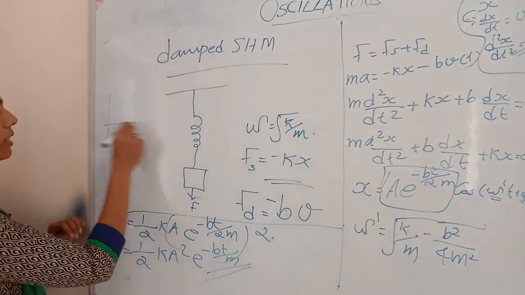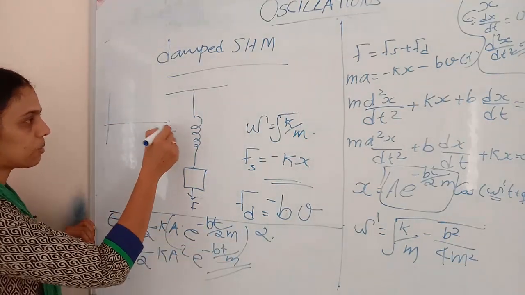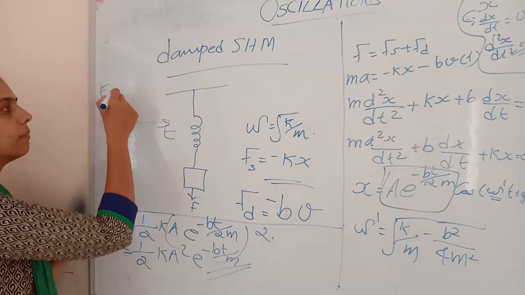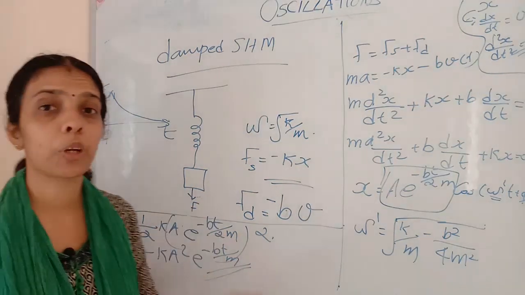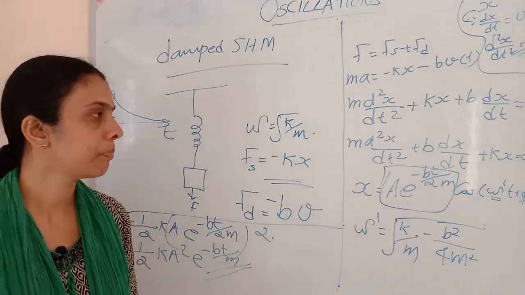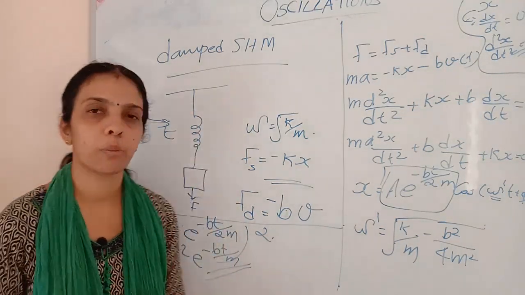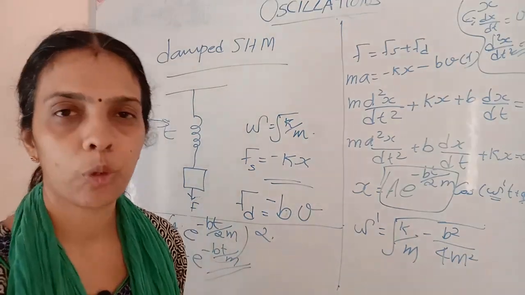Okay, if we draw a graph of how energy varies with respect to time, it will be an exponentially decreasing term like this. Okay, clear? So this is about the damped simple harmonic motion.